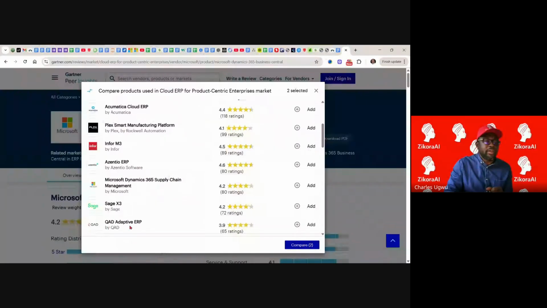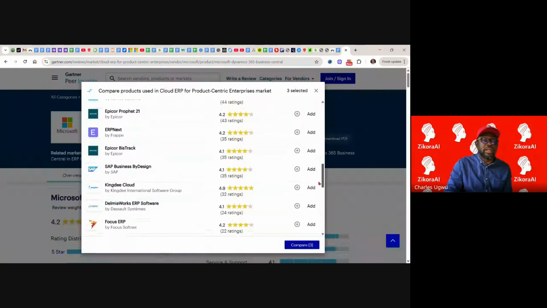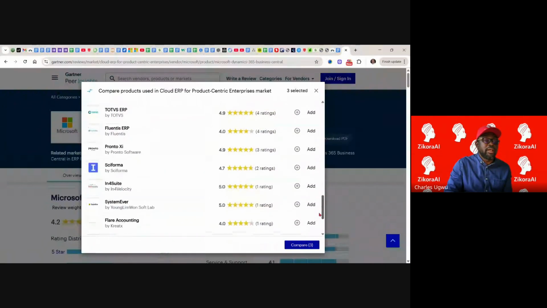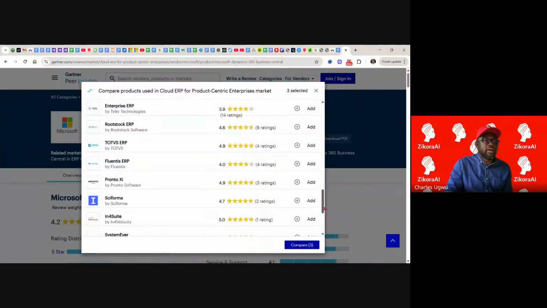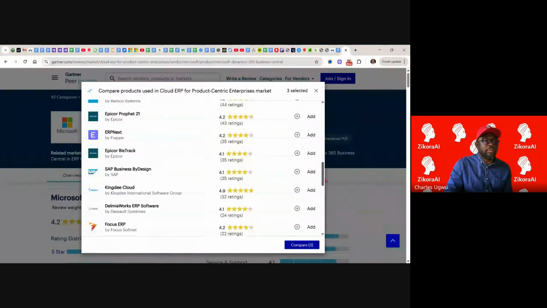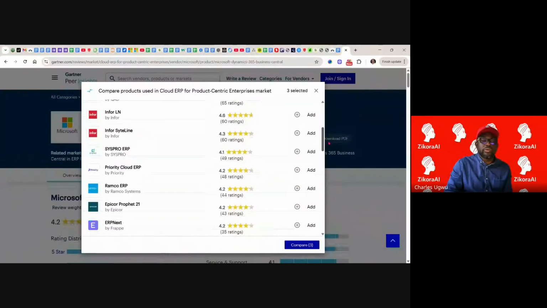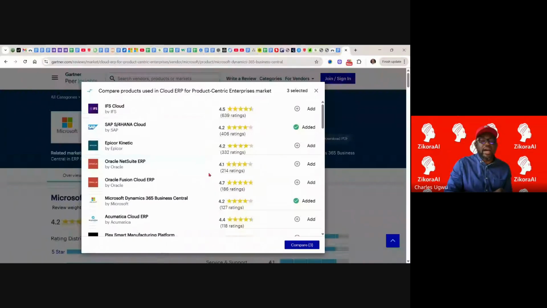So you have here Sage X3. These are the three we have already. If you want, you can select as many as possible, even up to 5 or 10. There are so many of these. All these we are seeing as I'm scrolling, yes, they are all ERPs. So if you don't have a market list before you come here, you might be confused: which one am I going to choose? So we've added 3 products to our basket to compare.